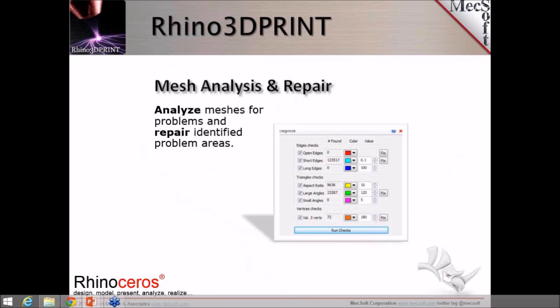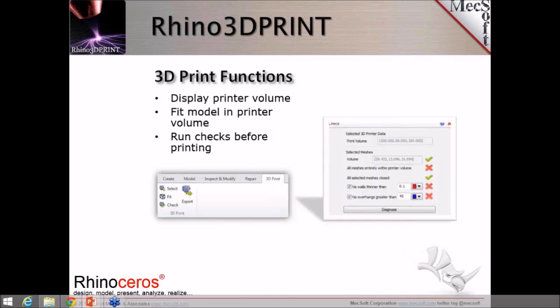Rhino3DPRINT analyzes meshes and then repairs the problems. You can run checks on edges, on triangles, and on vertices. The problem areas are highlighted in color on the Rhino mesh. To 3D print, you can select a printer. Rhino3DPRINT also offers export to STL and another feature called fit.